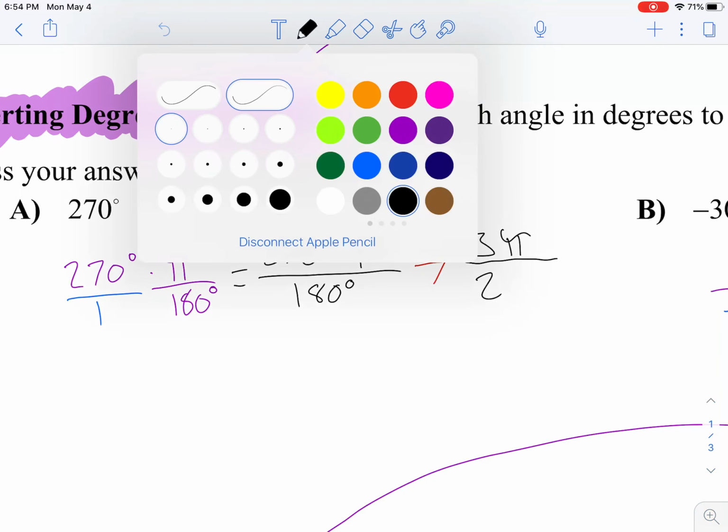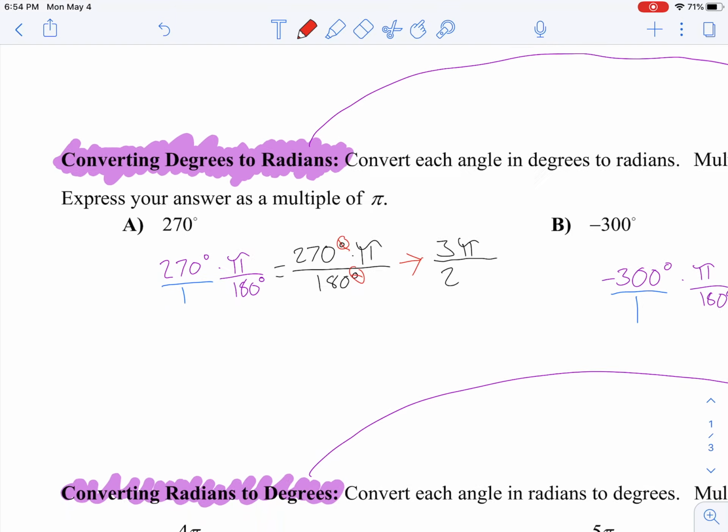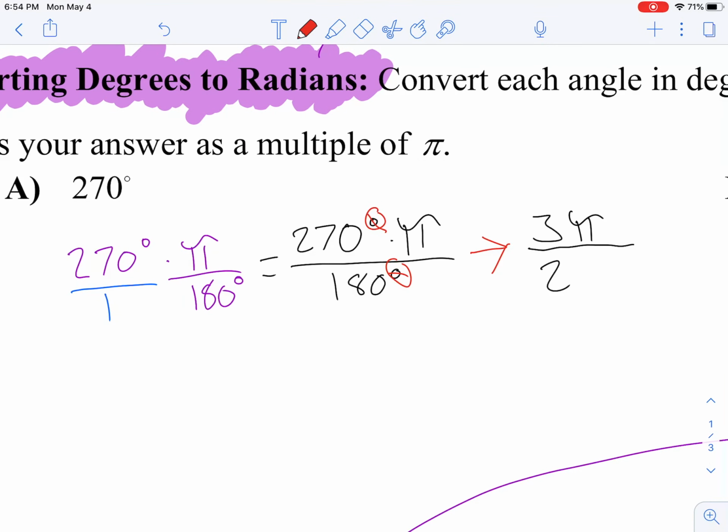So think about 270 degrees over 180 degrees. Degrees itself is a unit that is going to cancel out. So both of these degrees units cancel out. And you'll see in converting radians to degrees that they don't cancel out, and so we end up with a unit. But in this one, our units cancel out, so our degrees cancel out.